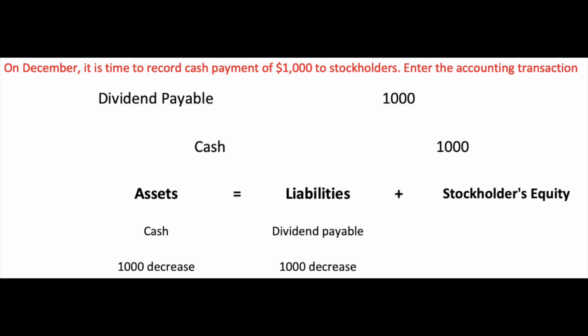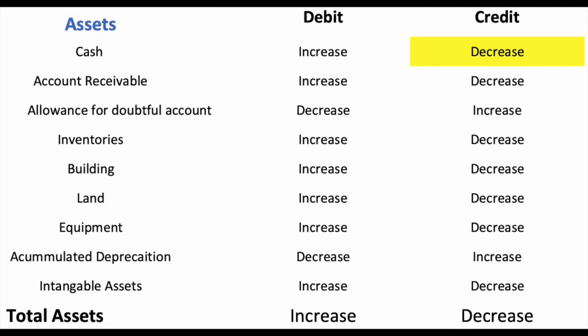In December, it is time to record the cash payment of $1,000 to stockholders. Enter the accounting transaction. Debit $1,000 of dividend payable and credit $1,000 of cash. Assets decrease by $1,000, and liabilities are decreased by the $1,000. In this transaction, cash and dividend payable are decreased in the balance sheet.